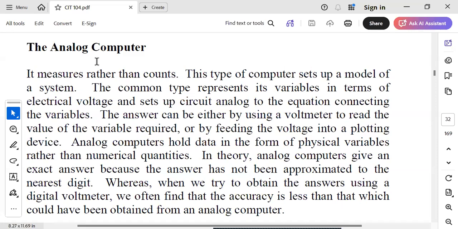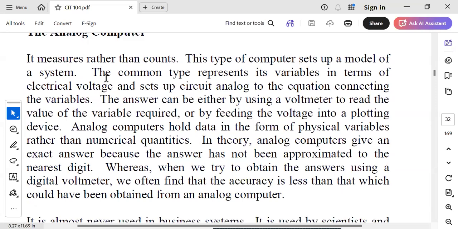Okay. So if I'm correct, they were explaining what it meant. This type of computer sets up a model of a system. All right, we believe you. So what is your explanation of the analog computer? You've read through it. If I don't know anything about analog computers, but you've read about it now, what will you tell me? What is the main thing?